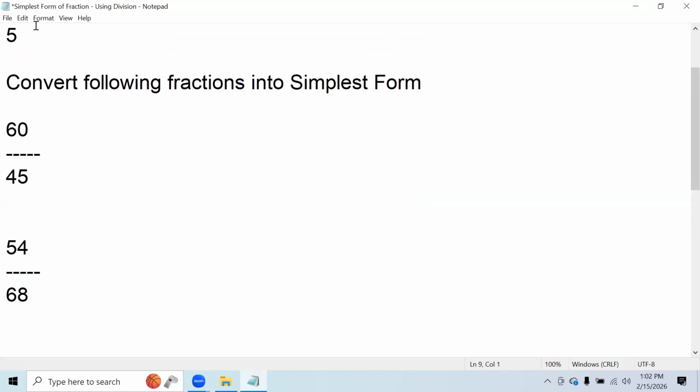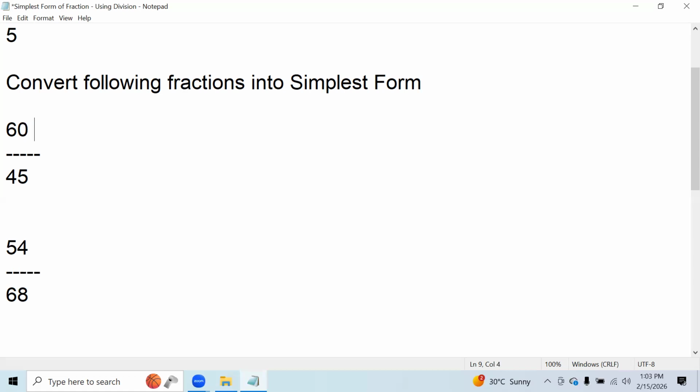So let's take this example, 60 upon 45. Let's start identifying by which both of them are divisible. If you are good with divisibility tests and with tables, it becomes very easy to simplify this and get it to the simplest form. So 60 and 45. 60 is divisible by 2 because it's an even number, but 45 is not divisible by 2. Then let's take 3. 60, 6 plus 0 is 6, which is divisible by 3, and 4 plus 5 is 9, which is also divisible by 3, as per the divisibility test of 3. So both are divisible by 3. Let's divide both of them by 3.